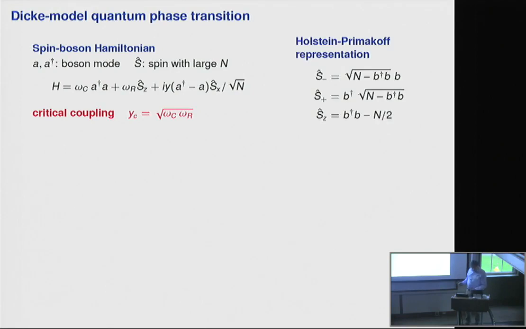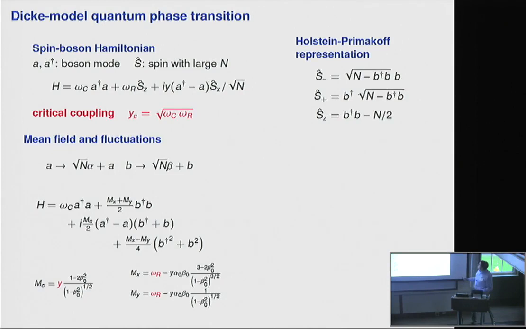The usual way of solving this Hamiltonian is that we can invoke the Holstein-Primakoff representation of the spin, and then we can separate the mean field and fluctuations. And the mean field can be determined by minimizing the mean energy, and the residual part of the Hamiltonian describes the fluctuations, and here you can see this two-mode squeezing term, which is the reason for the divergent fluctuations.